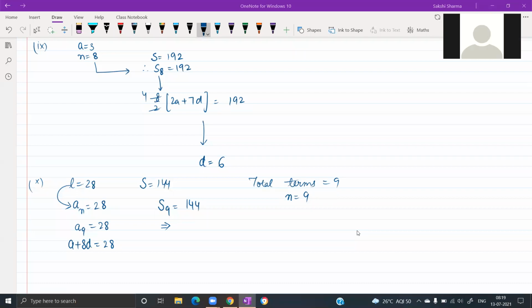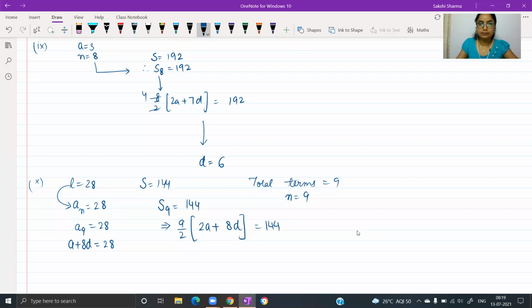And then we can write the formula 9 by 2, 2a plus 8d, equals 144. Ma'am, we can split it: 2a plus 8d as a plus 8d, and we can write the value 28. Okay, you want to use the value for the nth term. All right. Okay, let's go that way.